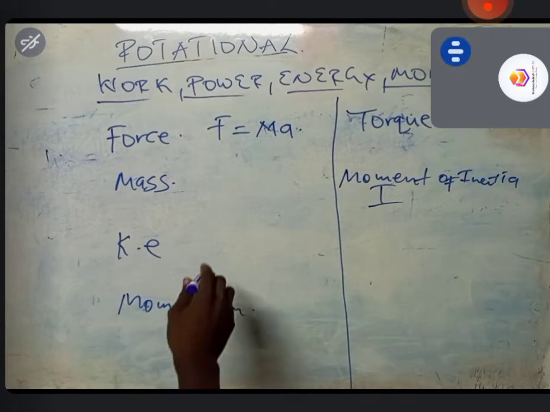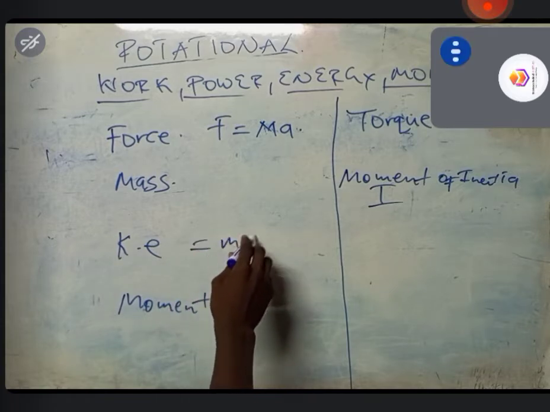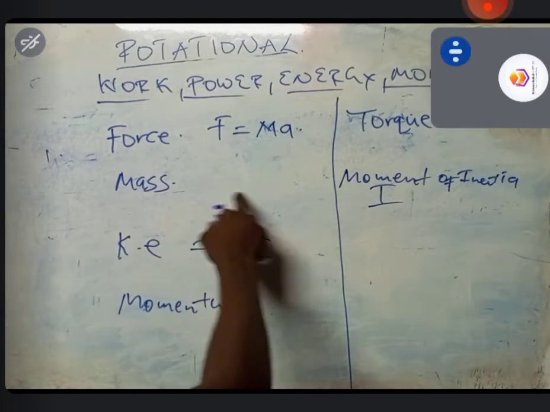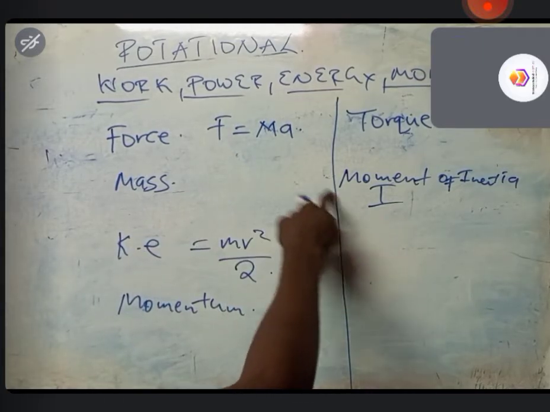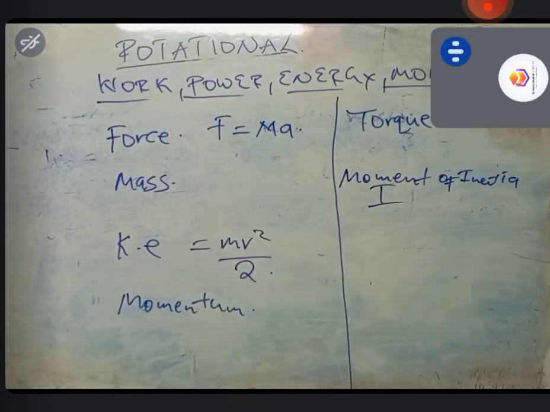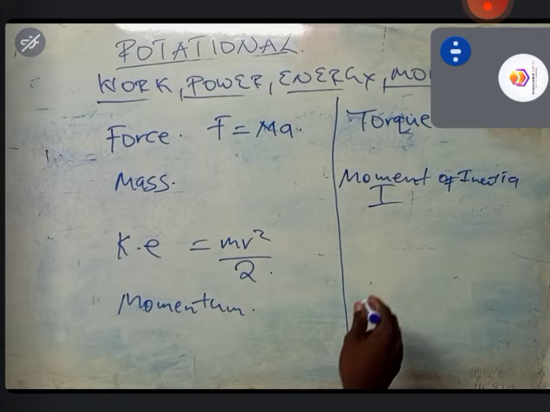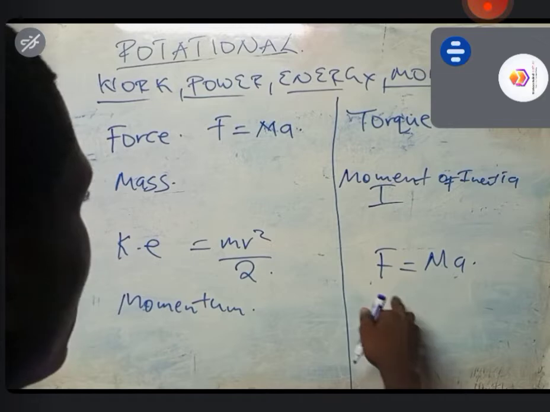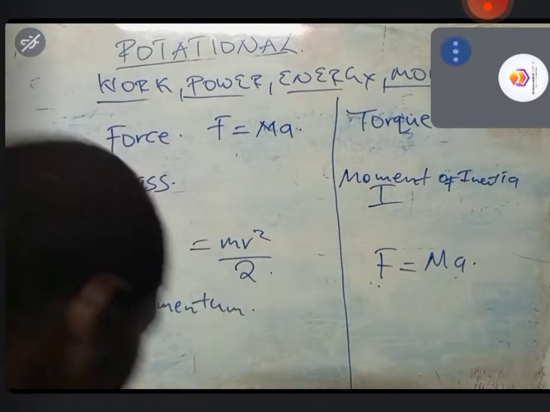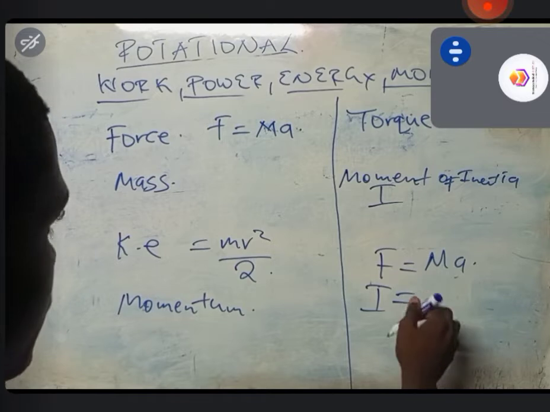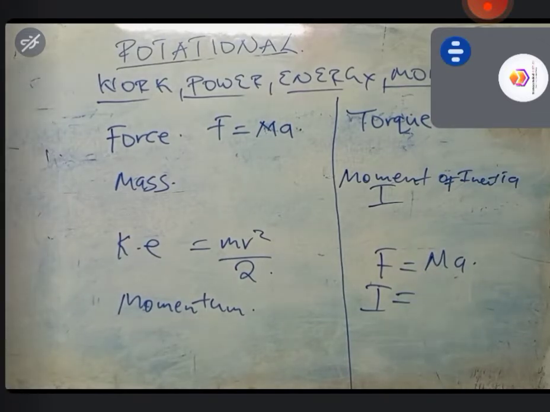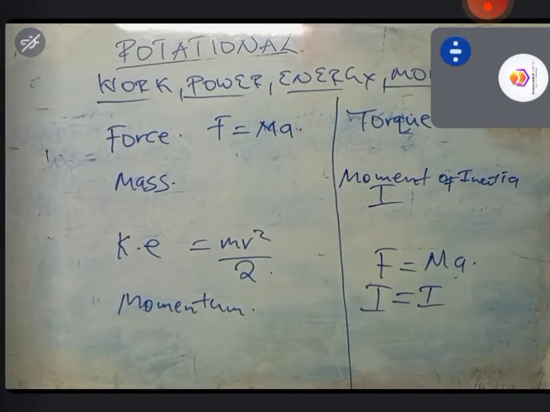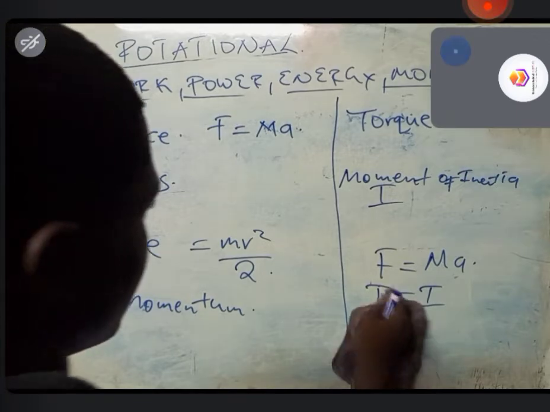Kinetic energy is half mv squared, over 2. So the mass is the moment of inertia. Now, when you look at the formula for force, force is equal to ma. So we know the counterpart is torque. So we can therefore say that torque is equivalent to mass. What is the counterpart of mass? It's moment of inertia. What is the counterpart of acceleration?